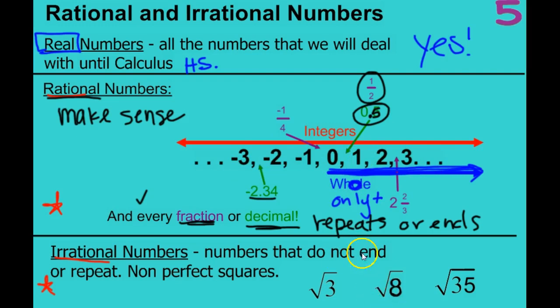Okay. 2 2/3, this one right here. This is a nice fraction. If I wrote it as a decimal, it would be 2.6 repeating. And that's okay. Repeating numbers are okay.